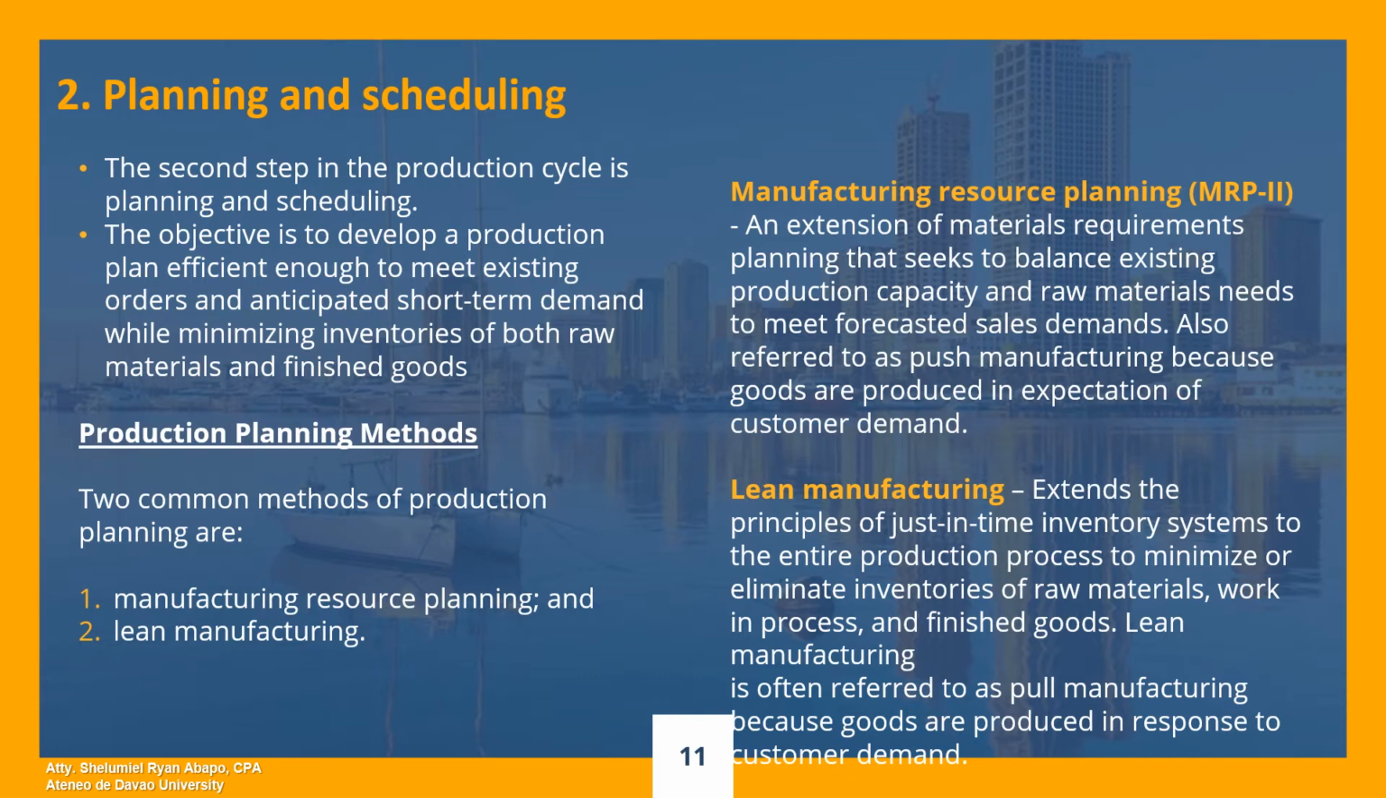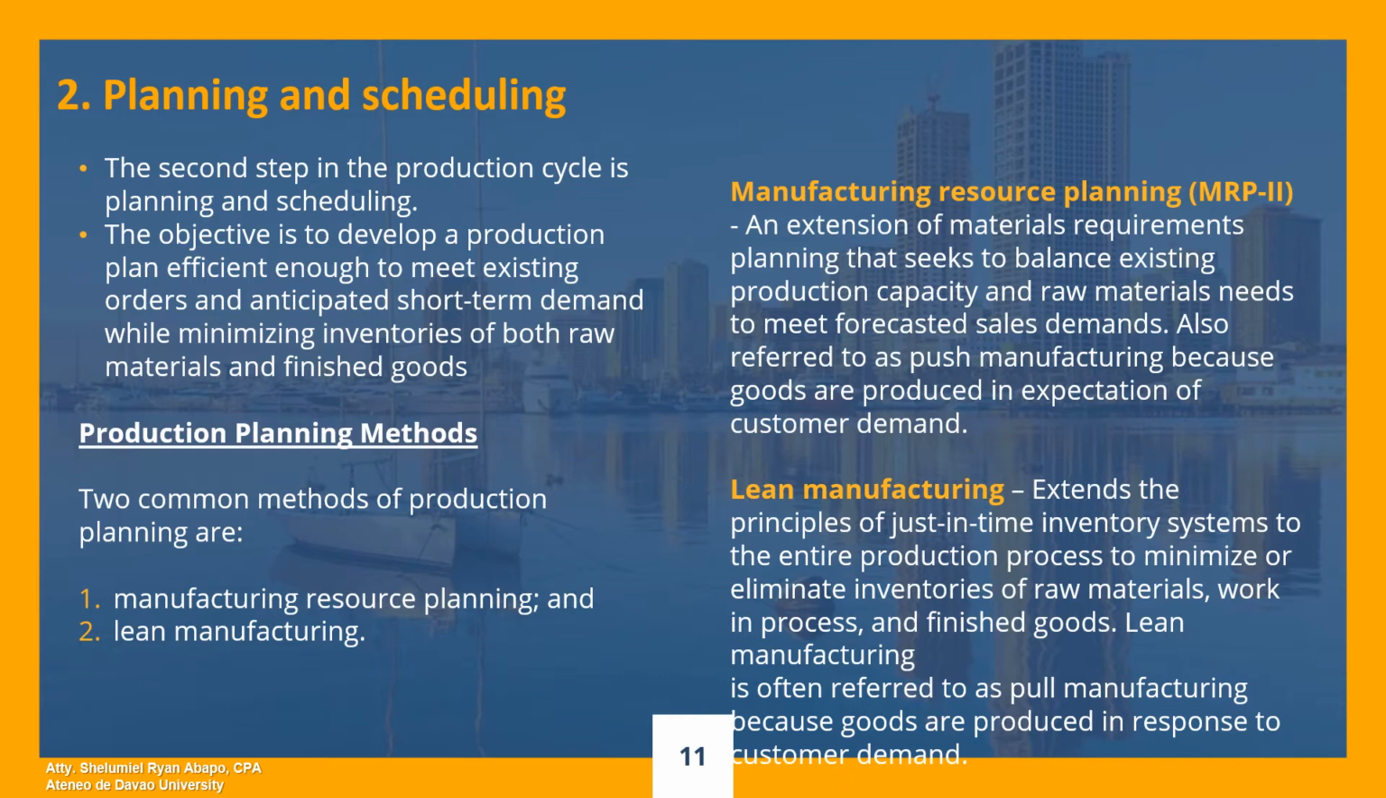Now, the two common methods of production planning are the manufacturing resource planning and lean manufacturing. Manufacturing resource planning, or we call it MRP2, is an extension of MRP1. What is MRP1? That is materials requirements planning. MRP2 seeks to balance existing production capacity and raw materials needs to meet the forecasted sales demands. It is often referred to as push manufacturing because goods are produced in the expectation of customer demand, meaning there is already a set customer demand for the year and the company only produces to that particular demand. So there is no expectation of excessive finished goods inventory.